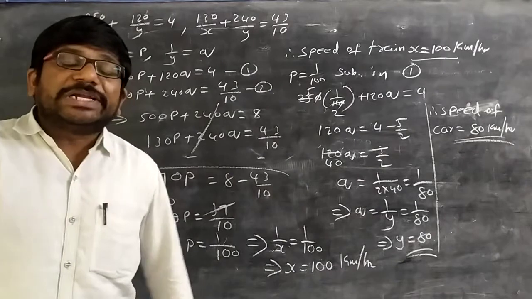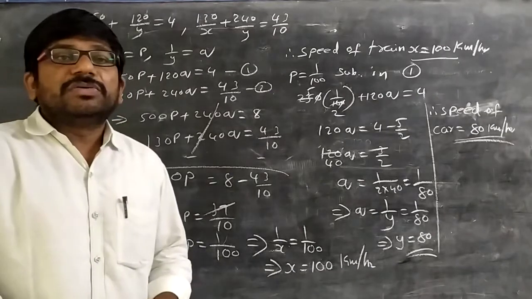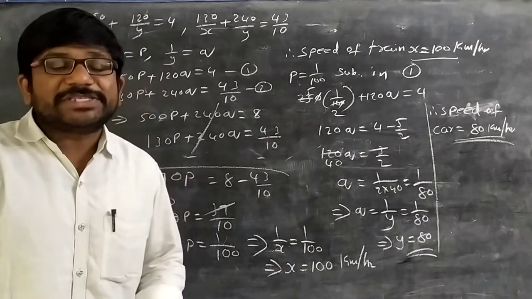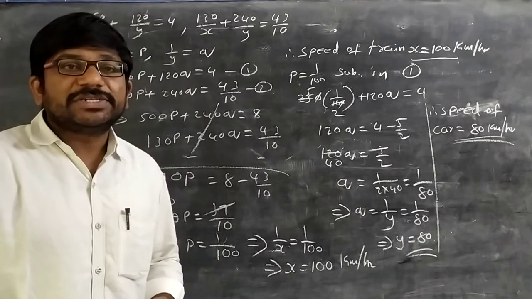So by using the time formula, time is equal to distance by speed, right? So the total time is, in the first case 4 hours, in the second case 4 hours 80 minutes, right?